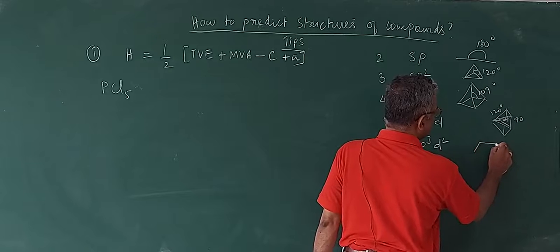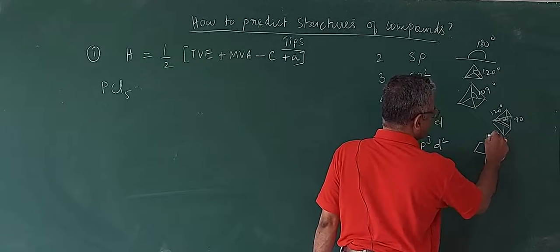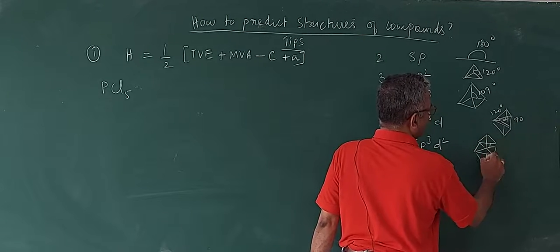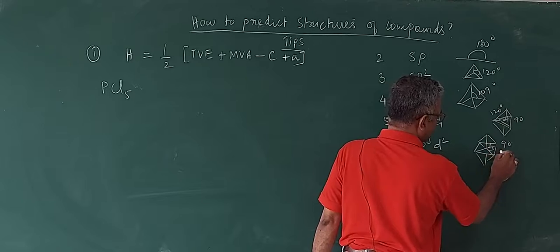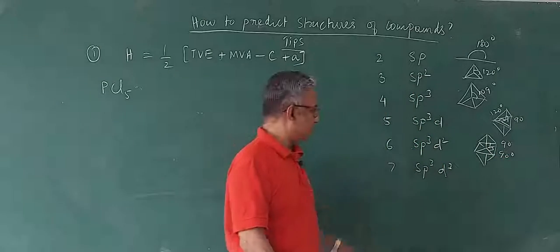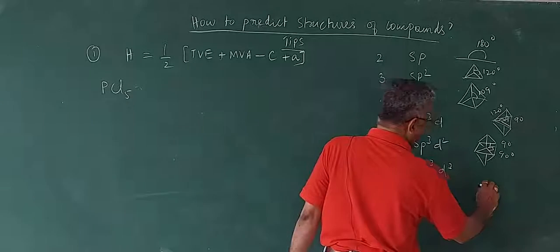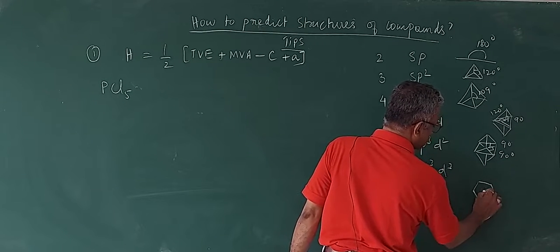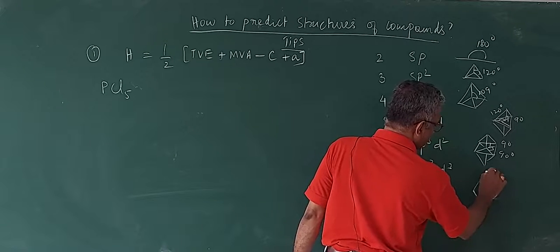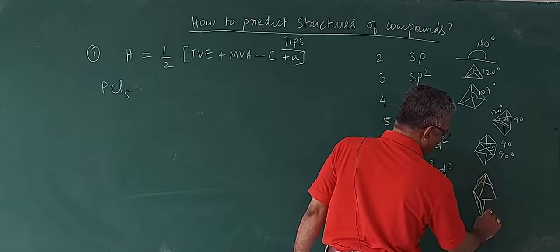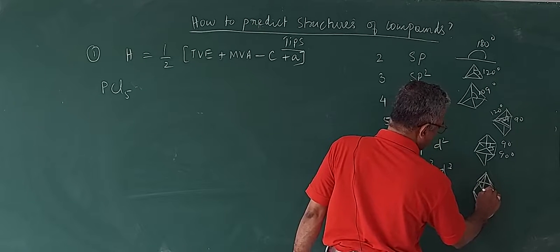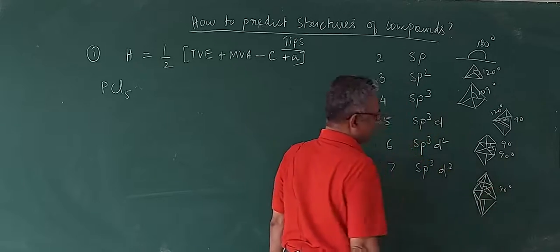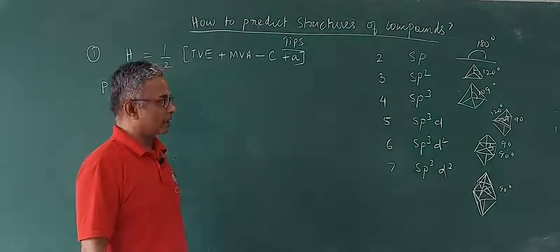sp3d2 will be square bipyramidal like this. So, here you will have again the axial bond will be 90 degree and the equatorial bond also will be 90 degree. sp3d3 will be pentagonal bipyramidal. You will have pentagonal bipyramidal like this. So, here again the angle will be 90 degree in both the cases. Internal angle of the pentagon will be different. Okay. So, we are not concerned about all those things.